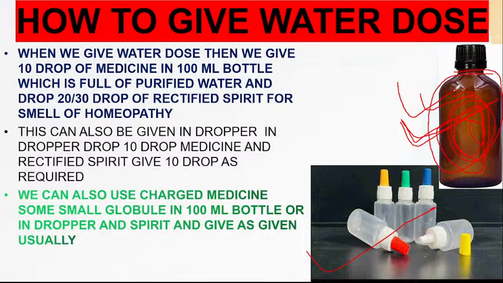Now the same process can also be used in the dropper method. Like we can fill the bottle till the neck with purified water, put some drops of the medicine, or put some globules of the charged medicine, with some rectified spirit, and we can repeat based on the need, either BD or TDS, or in an acute case every half hour, 2 hours, whatever the need may be. Then the repetition of the medicine is very easily conveyed with the water dose.